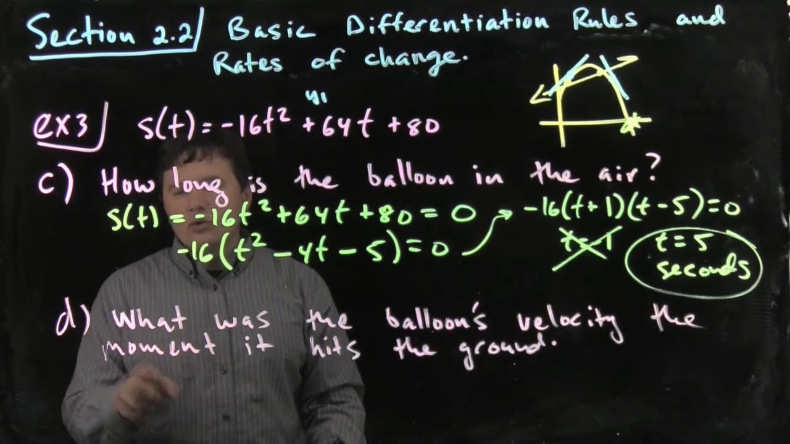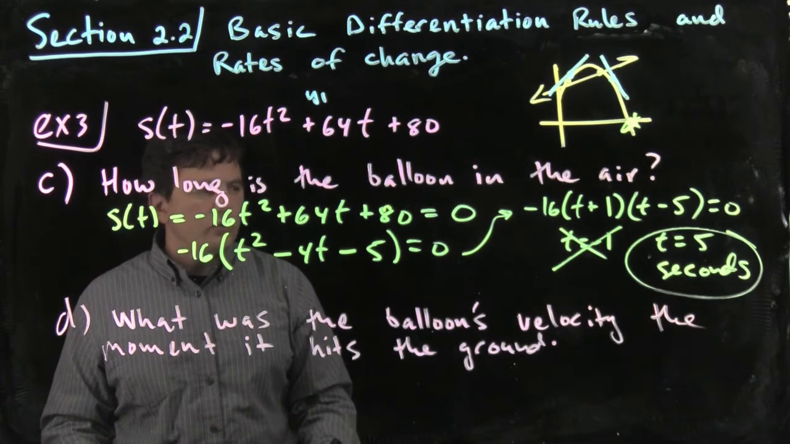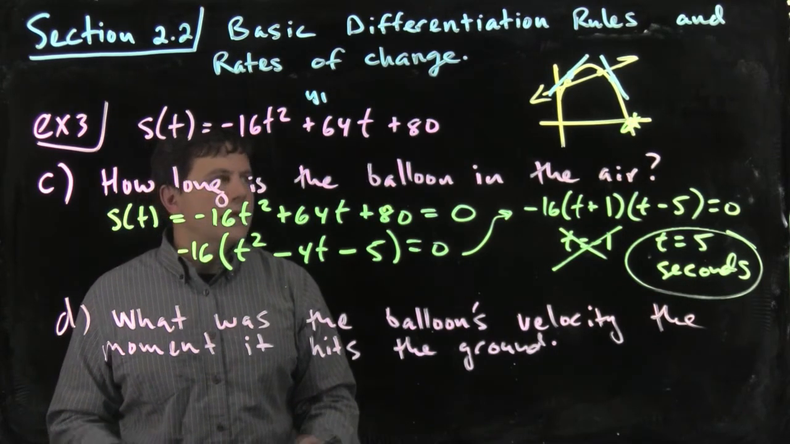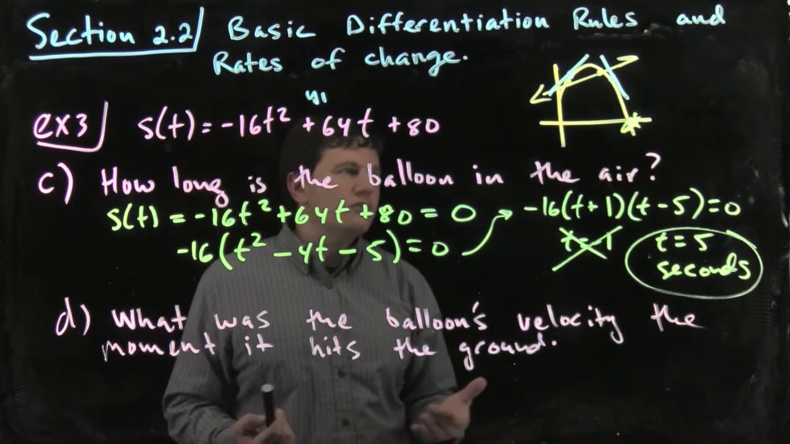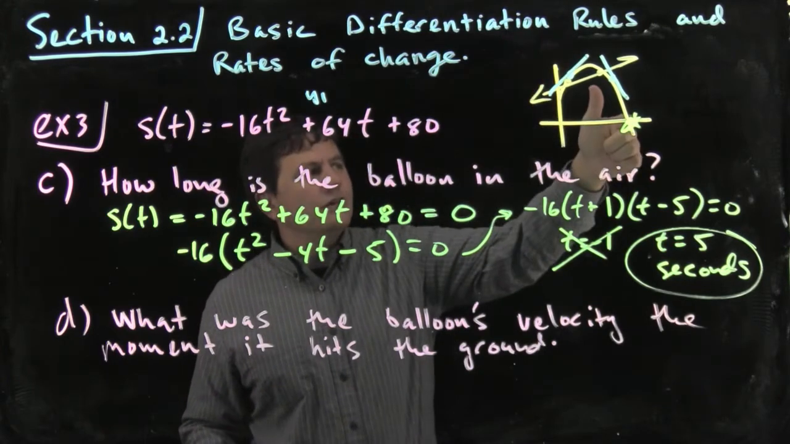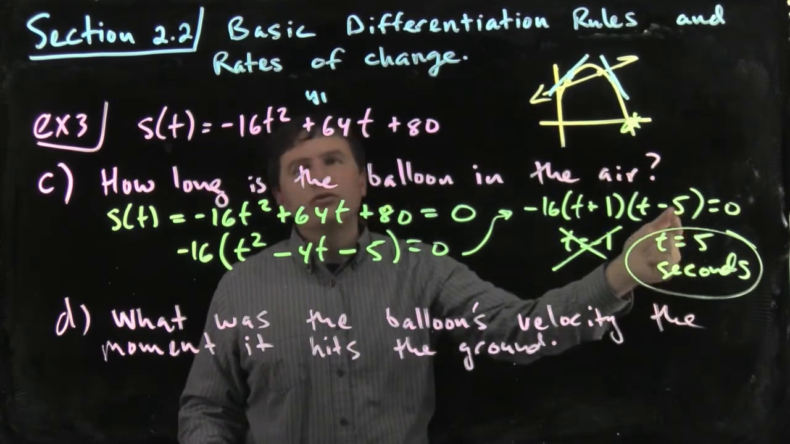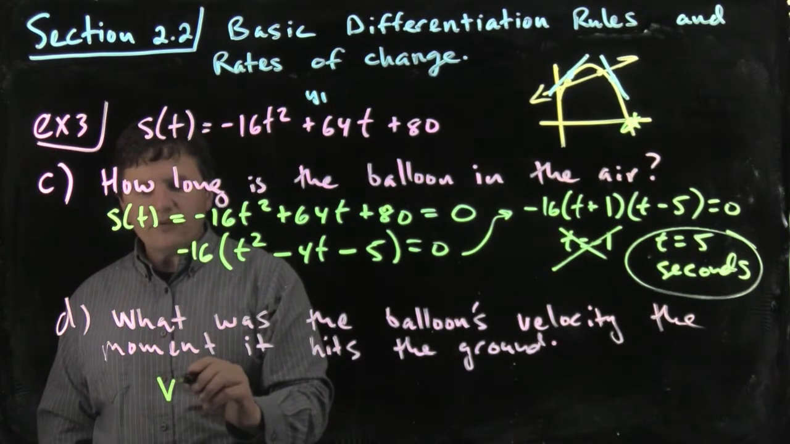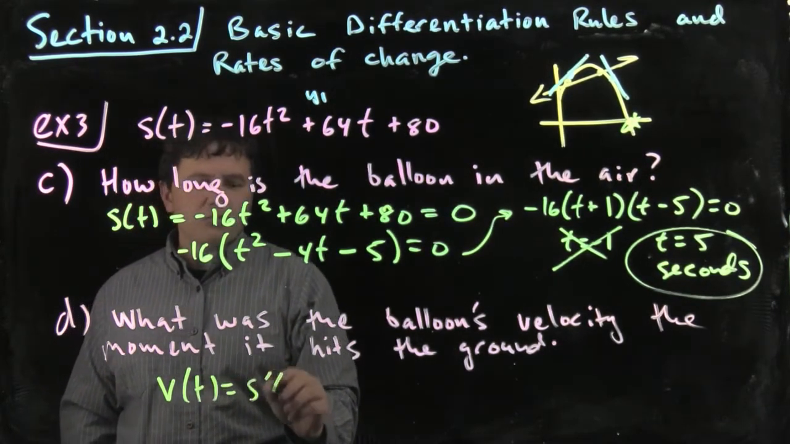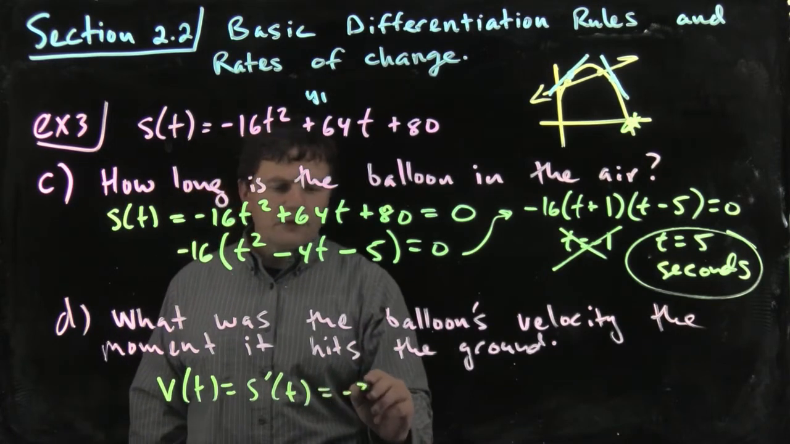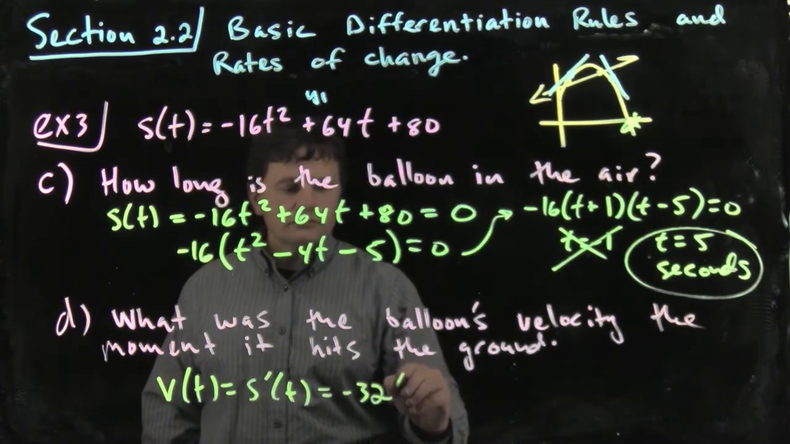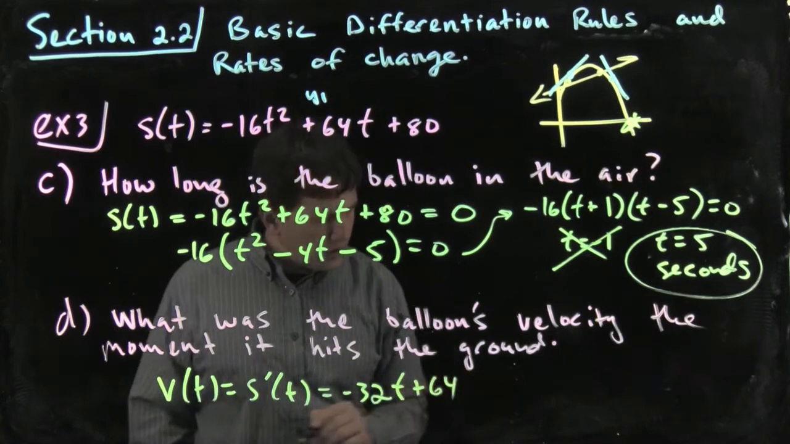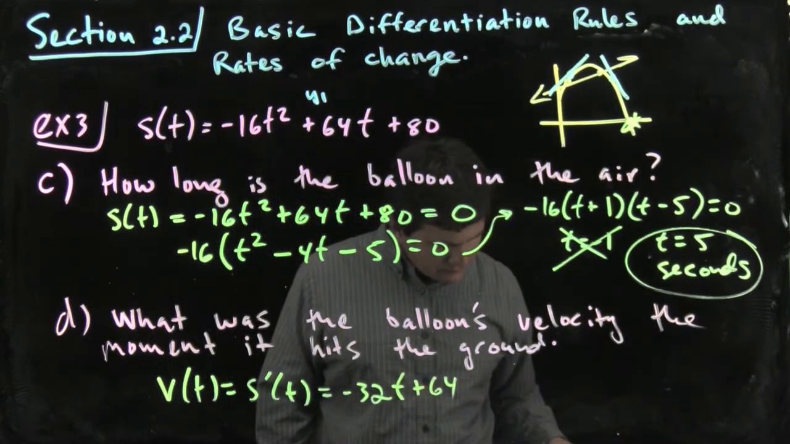Now that brings us to part D. What was the balloon's velocity the moment it hits the ground? So once again, that's an instantaneous velocity. Exactly the moment that t equals 5, what's our velocity? So once again, our velocity function, v of t, is equal to s prime of t, which is equal to -32t plus 64.